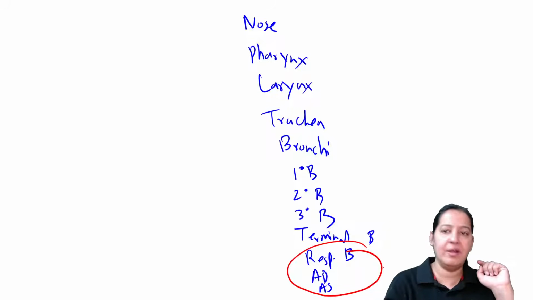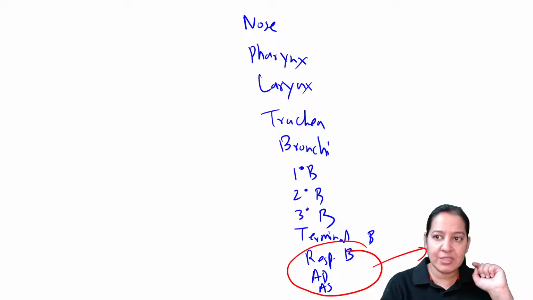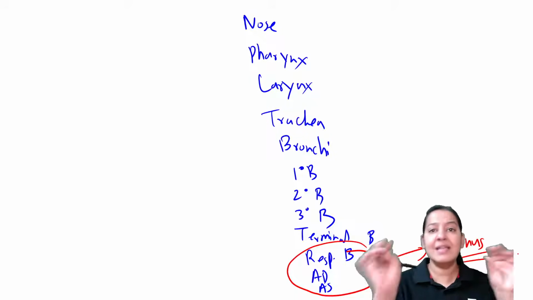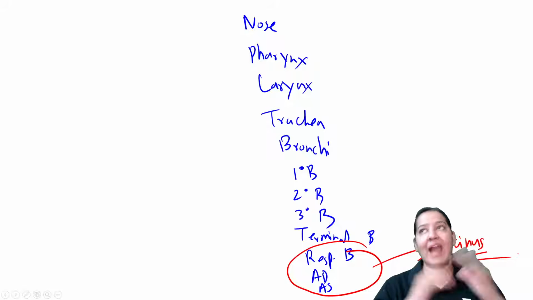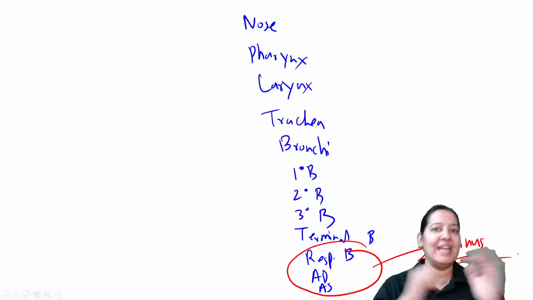Respiratory bronchiole, alveolar duct and alveolar sac. These three things together are known as acinus. Acinus is the functional unit of the lung, like the glomerulus is the functional unit of the kidney.